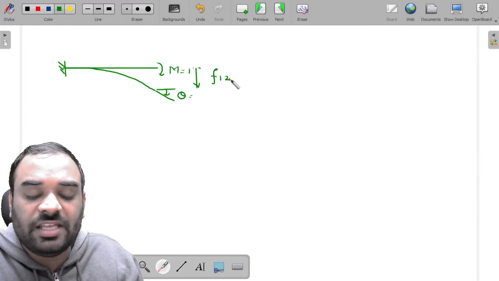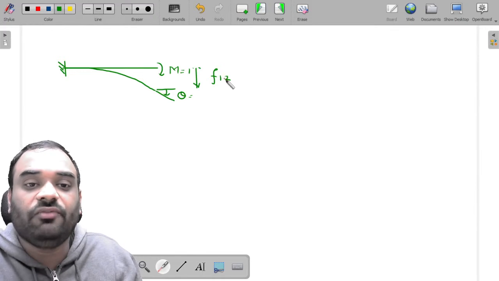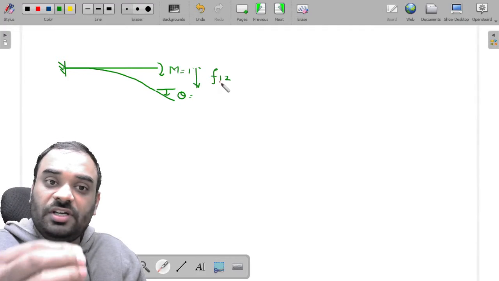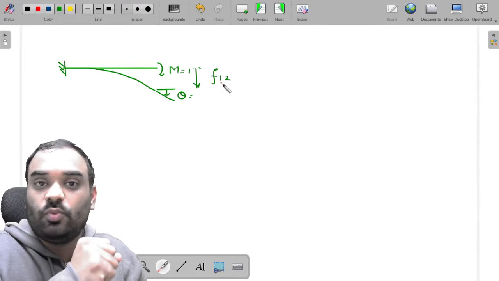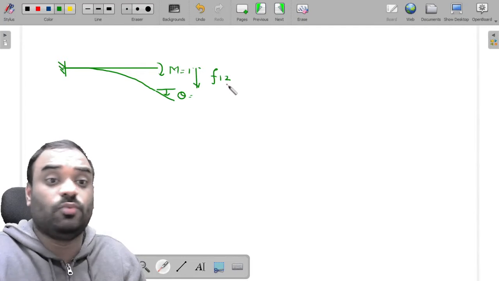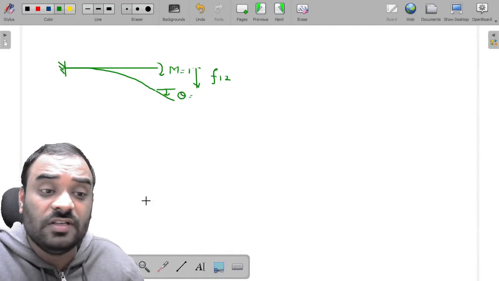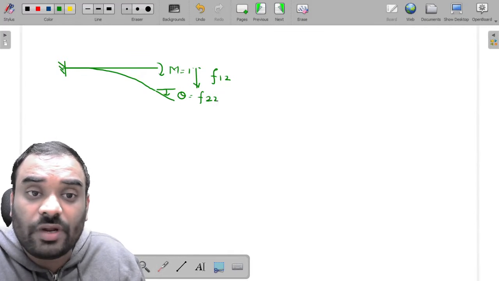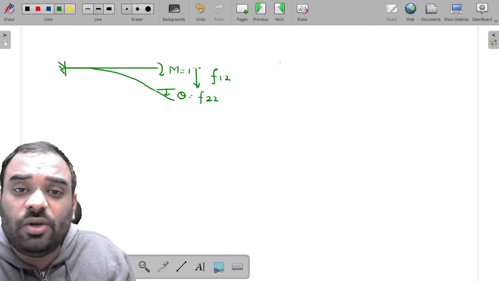Sorry, we are applying the unit movement in direction 2 and we are measuring the unit displacement in direction 1. We are measuring the displacement in direction 1. And this theta is equal to what? Sir, it is F22, right? Okay, sir. So what is the value of F12?